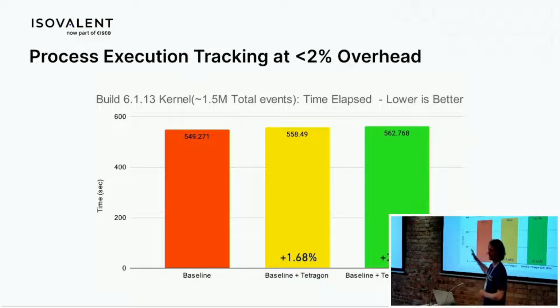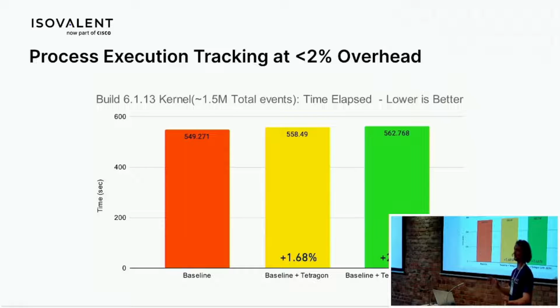So this first one, the test is to build the 6.1.13 kernel. This is about 2,700 events per second. Most production workloads won't actually be hitting that many high volume events per second per workload. But what we're seeing here is a really good stress test of what is the cost for Tetragon to observe every single process happening. And what we found was it was actually less than 2%. It was 1.6%. And this is just observing everything.